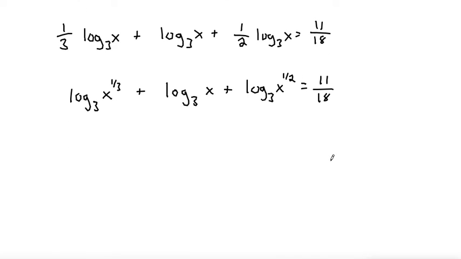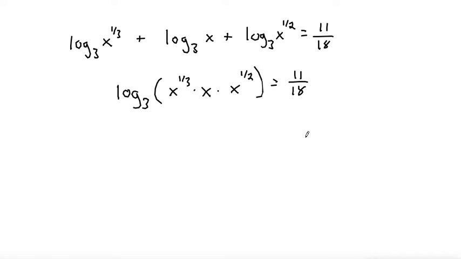Now that we have written all of our logs with no coefficients and all with the same bases, we can use the rule that when you add logs with the same bases, you multiply what's in the logs. So using that rule, we can write log base 3 of x to the 1/3 times x to the 1/2 is equal to 11 over 18.